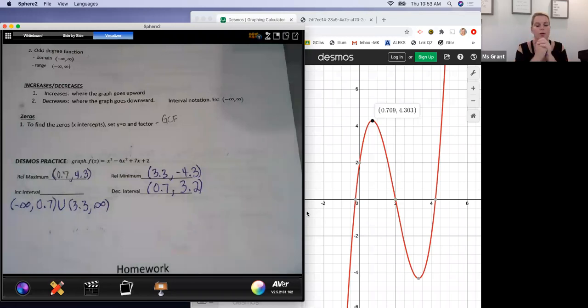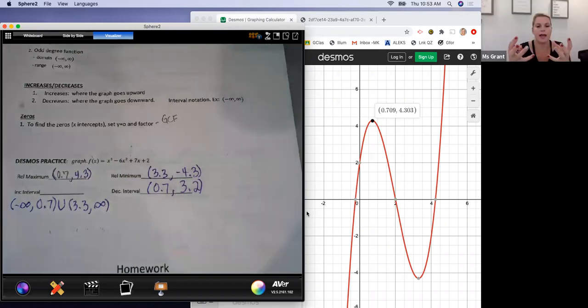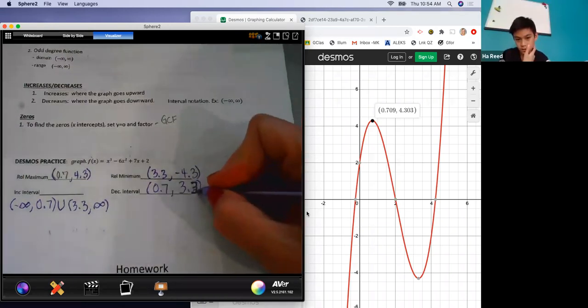Questions? You guys, what questions do you have? Are we going to be using Desmos for our homework? Uh-huh. I'm going to teach you to find some things without Desmos, but you need to verify your graph with Desmos. Why is it 3.2? I don't know, 3.3. 3.29, 3.3. It was 3.3.